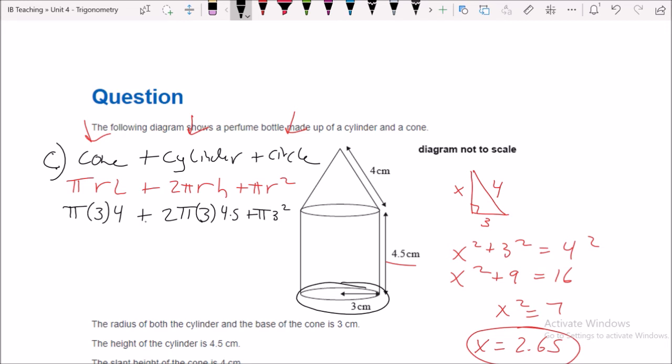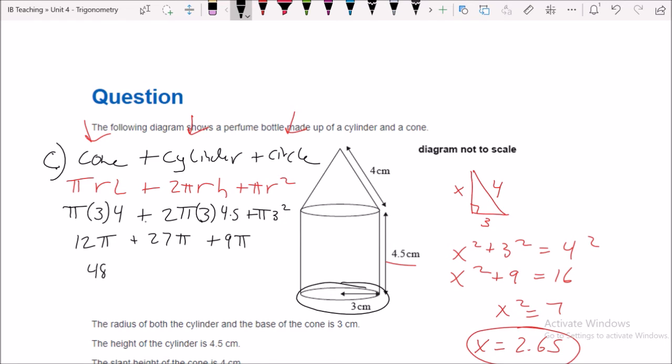Now, when I simplify this, I'm going to first leave it in terms of pi. And so like at the beginning here, 3 times 4, that's 12 pi. This next one, I'm going to use a calculator. I'm just going to do 2 times 3 times 4.5. That's 27 pi. And then down at the end, 3 squared is 9. So we have 9 pi. And then I'm going to add those together. Okay, and 12 plus 27 plus 9, that's 48.